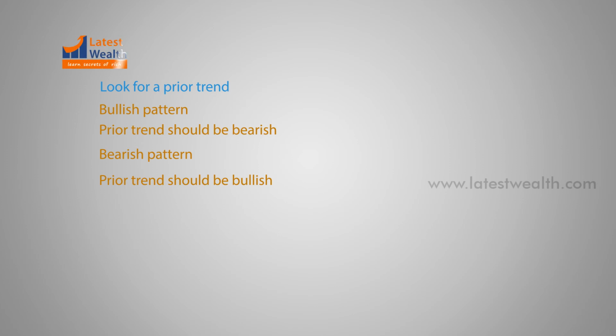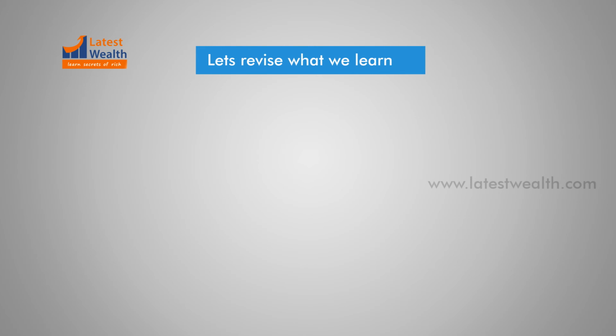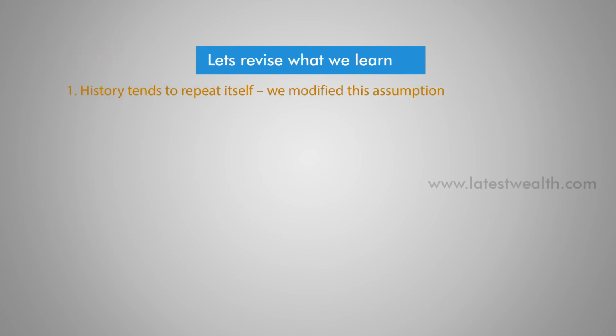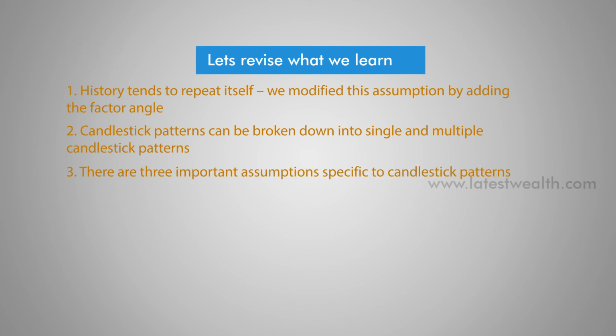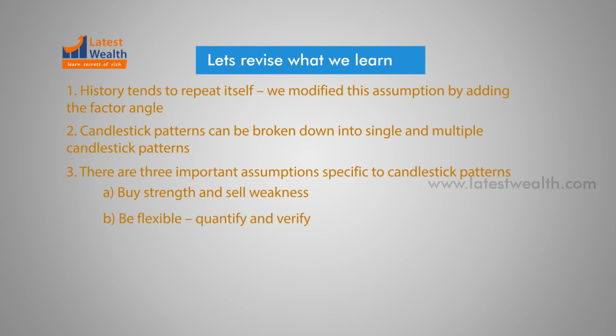Of course, in the next class we will begin with single candlestick patterns, and gradually in different classes we are going to learn a lot of other things. Now let us see what we learned. Let us start the revision. Here we learned that history tends to repeat itself. We modified the assumption by adding the factor angle. Two: candlestick patterns can be broken down into single and multiple candlestick patterns. Three: there are 3 important assumptions specific to candlestick patterns. The 3 important assumptions are: one, buy strength and sell weakness. Two, be flexible, quantify and verify. Three, look for the prior trend.